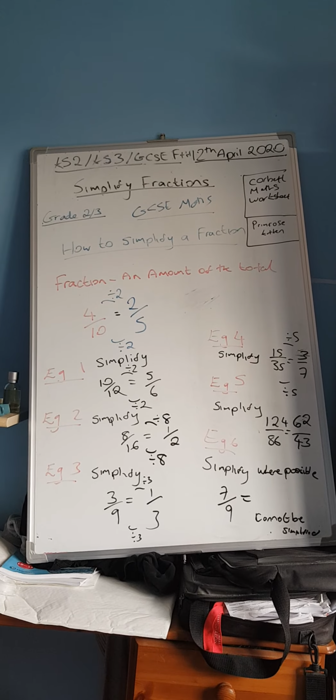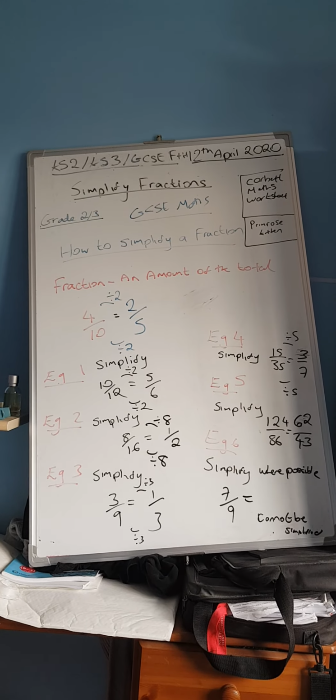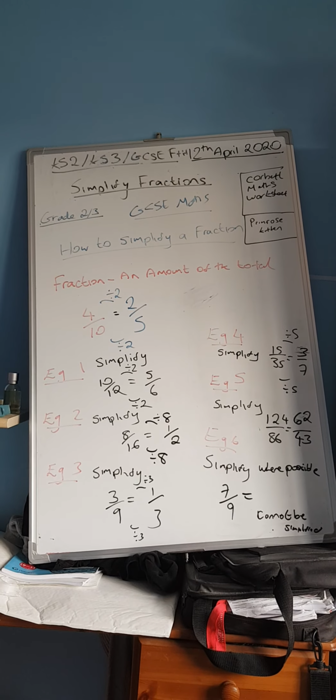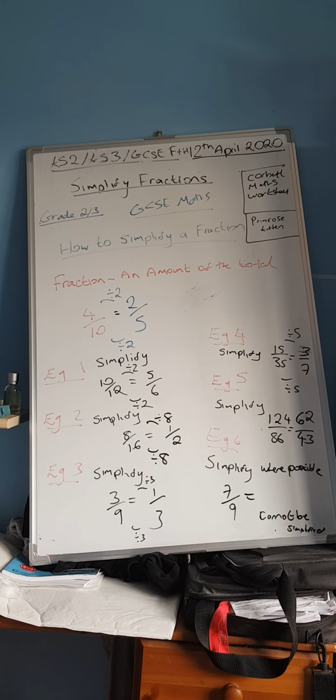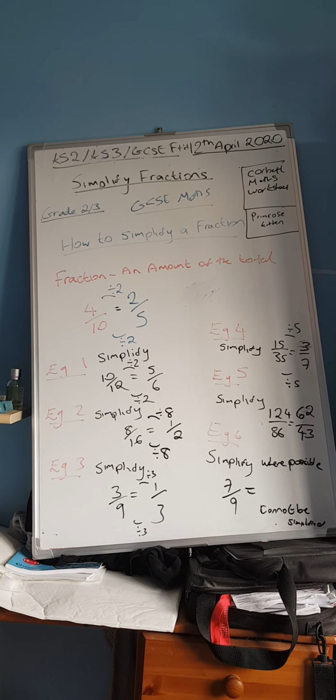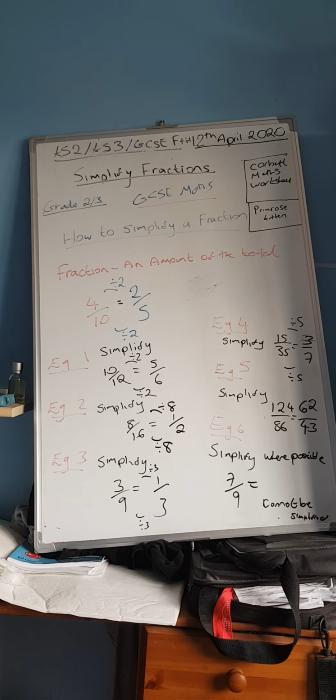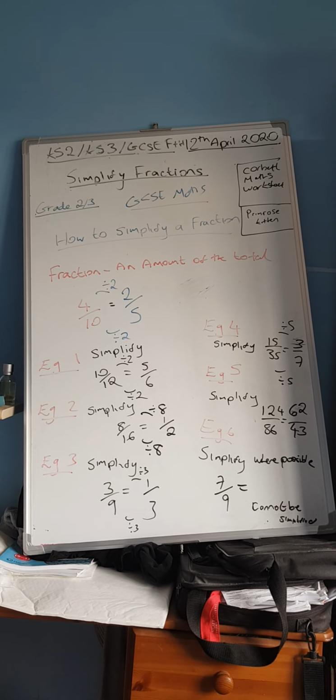So how to simplify a fraction. I've got 4/10. That can be simplified to 2/5 because 4 and 10 both have a common factor of 2. So I can divide 4 by 2 to get 2 and 10 by 2 to get 5. So 2 is my highest common factor.